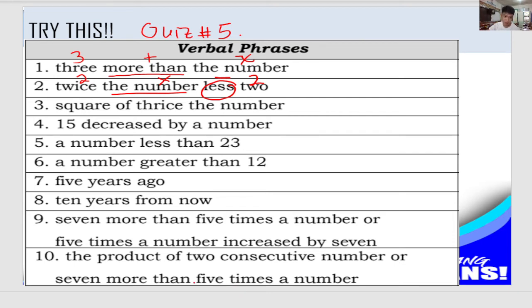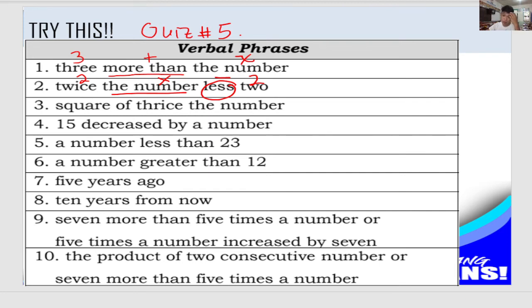So, therefore, the product of two consecutive numbers, or 7 more than 5 times a number. Parang mali itong second statement. Yeah, mali itong second statement. Do not use this one. Okay, bonus na lang ito dito sa number 10. So, the product of two consecutive numbers, the answer here is X times X plus 1. Okay?